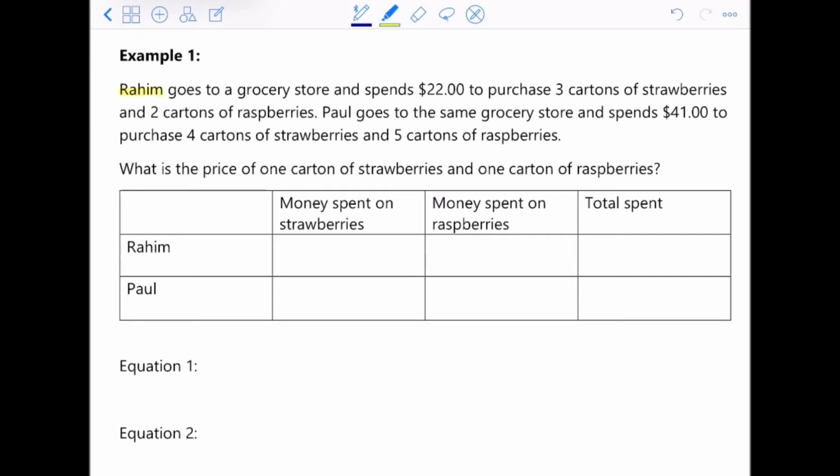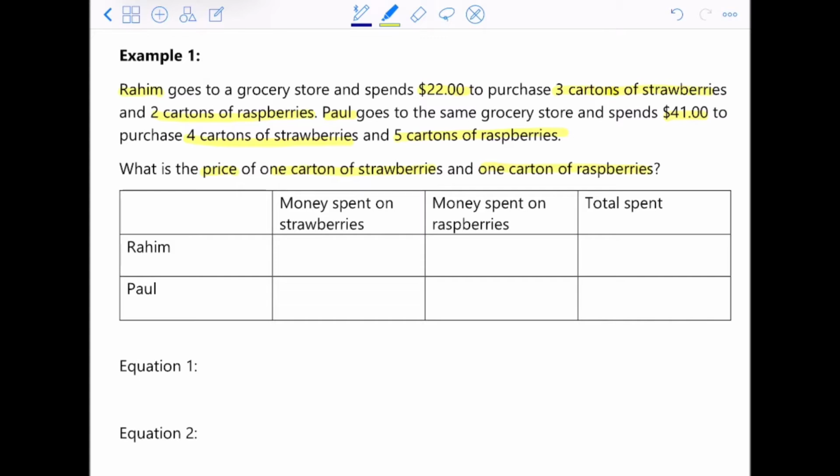Rahim goes to a grocery store and spends $22 to purchase 3 cartons of strawberries and 2 cartons of raspberries. Paul goes to the same grocery store and spends $41 to purchase 4 cartons of strawberries and 5 cartons of raspberries. What is the price of 1 carton of strawberries and 1 carton of raspberries?